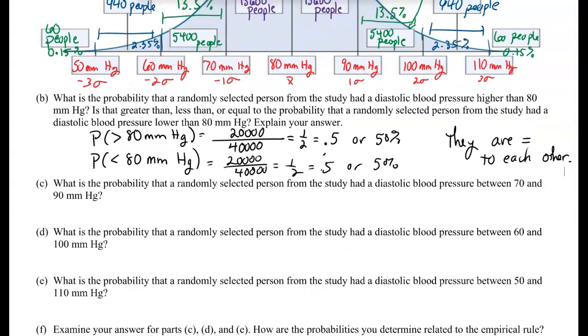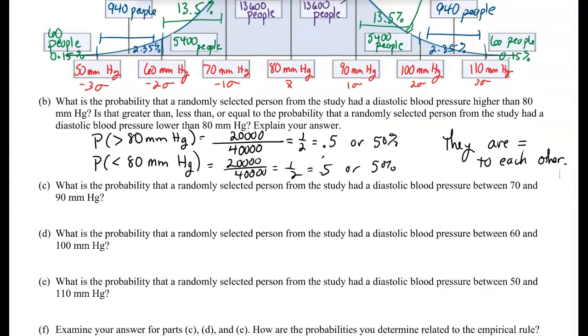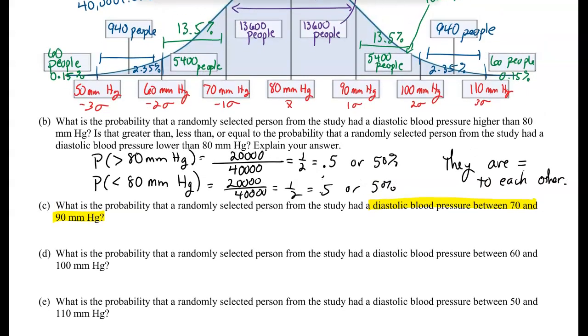It says, what's the probability that a randomly selected person from the study has a diastolic blood pressure between 70 and 90 millimeters of mercury? Guys, 70 and 90. Where do those land on our normal distribution? That's our 68%, right? Like most of us know, and I'm just going to write it down here, the probability of being between 70 and 90 millimeters of mercury, you should know is just what? 68%. That's the probability.